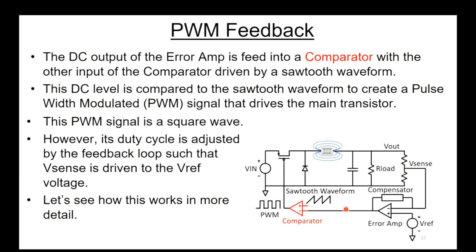That DC level is compared to the sawtooth waveform to create a pulse width modulated signal, PWM, that drives the main transistor. And the PWM is going to be basically a square wave. It's the output of the comparator. However, the duty cycle is adjusted by this feedback loop such that the V sense voltage is driven to the reference voltage. Let's see how that works in a little more detail.